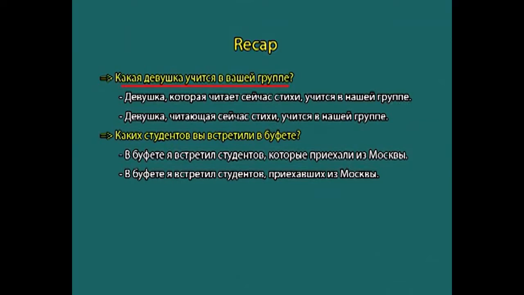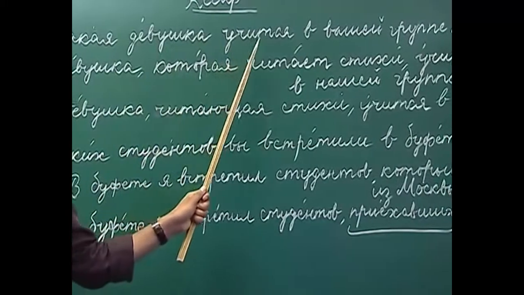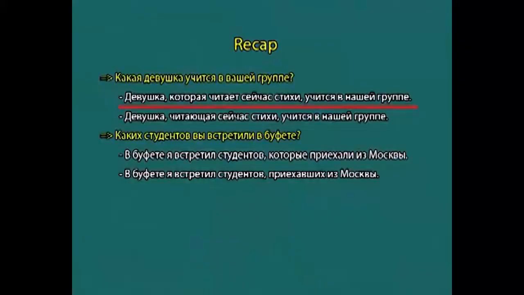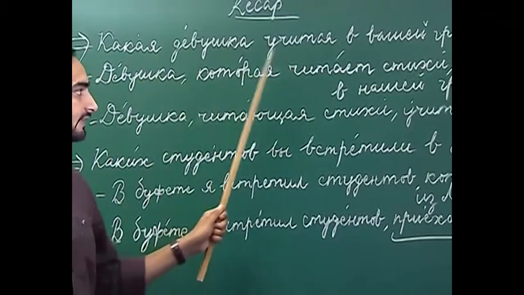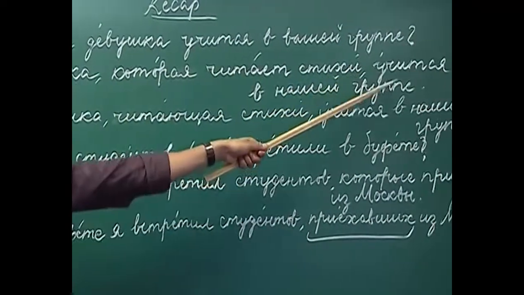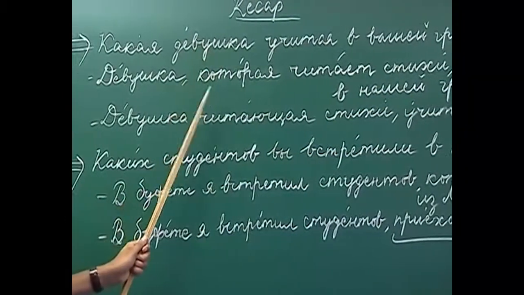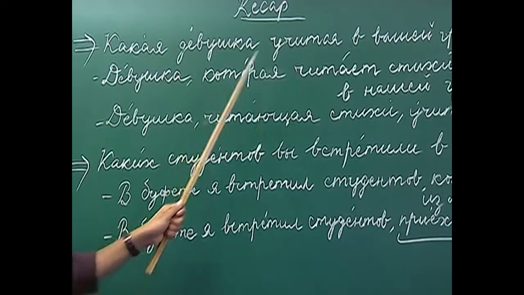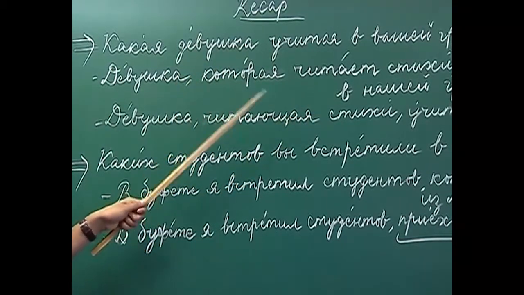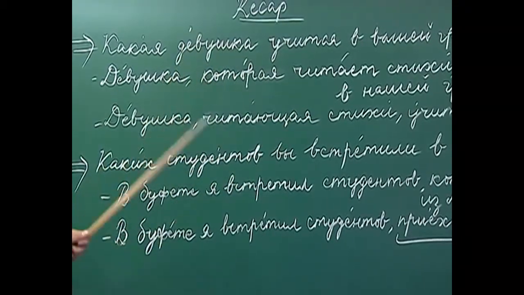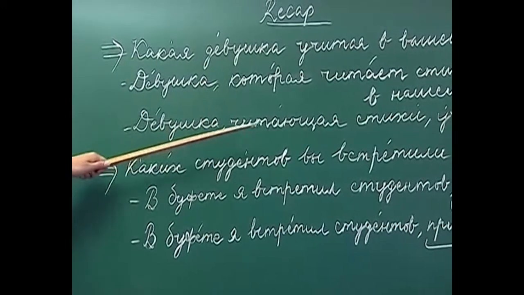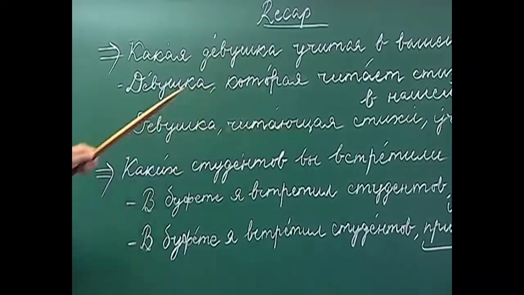Какая девушка учится в вашей группе? Which girl studies in your group? Девушка, которая читает стихи, учится в нашей группе. The girl who is reading the poems now studies in our group. So, here we are using the word который in a complex sentence, and that is how we can reply to this question. Another way is to use an active participle.